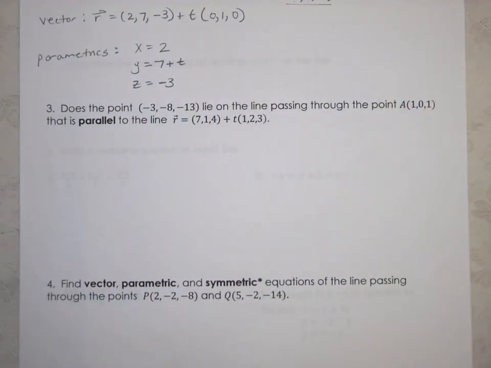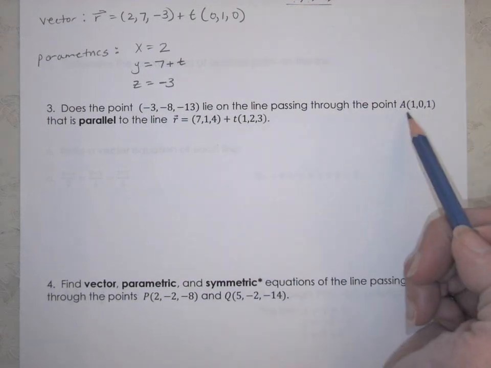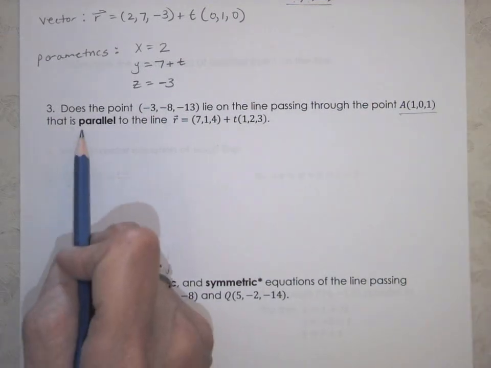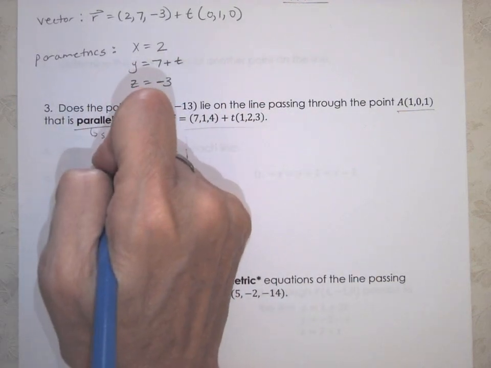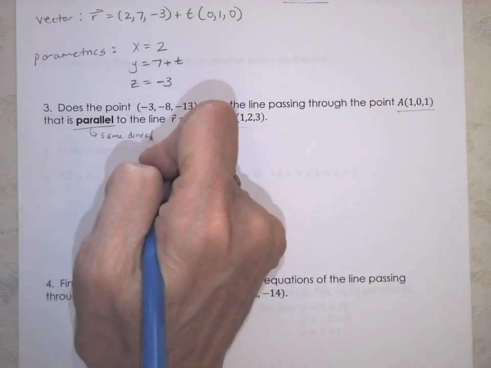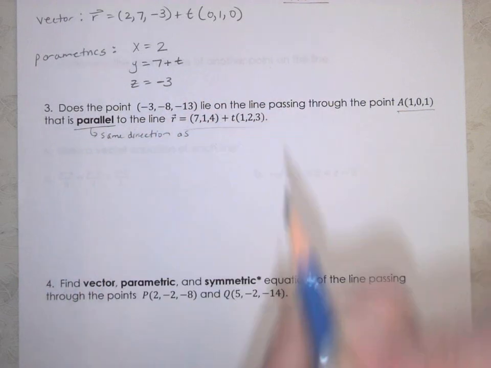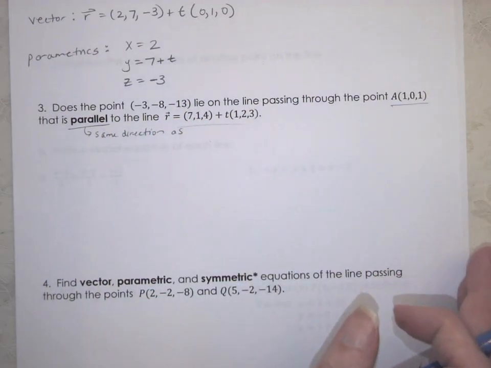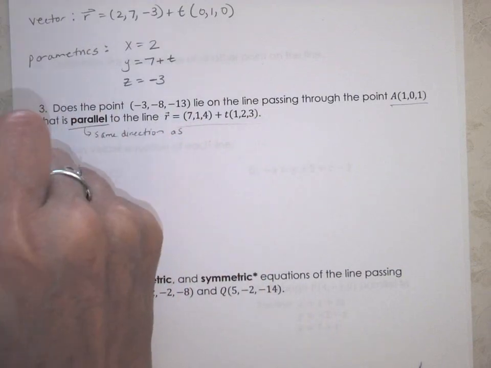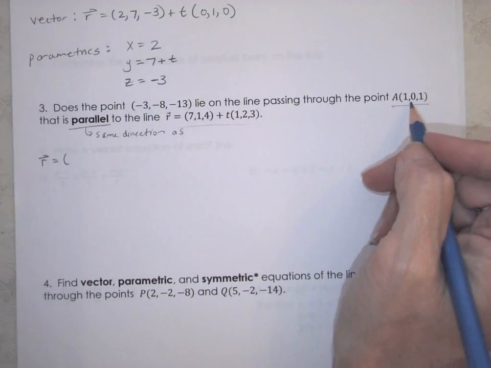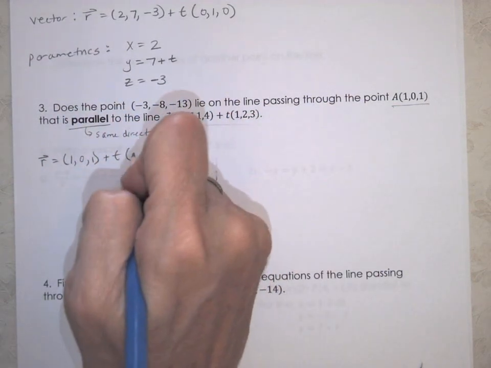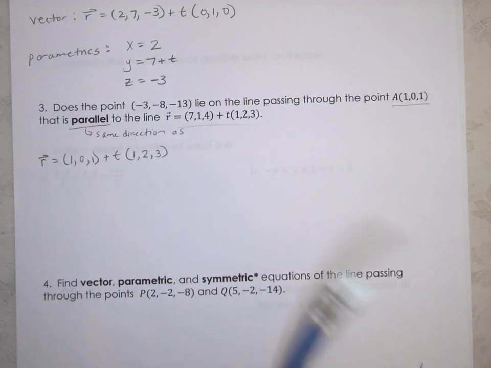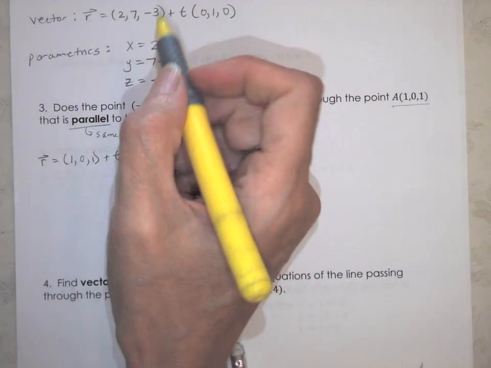Question 3. Does the point (-3, -8, -13) lie on the line passing through this point, A(1, 0, 1), parallel to this line? And parallel means same direction as. In other words, it would have the same direction vector as this line. So the line that we're talking about then would be the line passing through that point with the same direction vector as this line. And we want to see if this point is on this line or not.